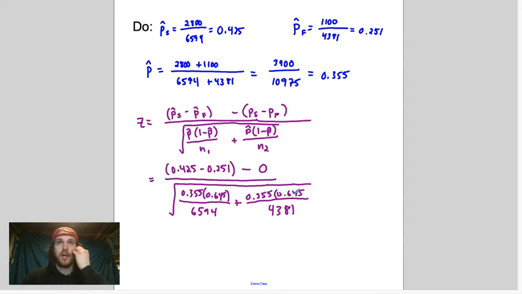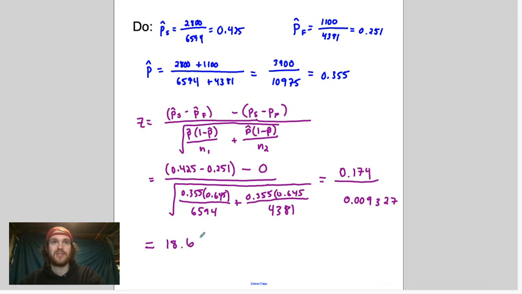You can do lots of math here. This minus that minus 0 is really just this minus that, which is 0.174, divided by, I'll let you check my math, 0.009327. And when you divide these, we get a test statistic of, drumroll please, roughly 18.6.